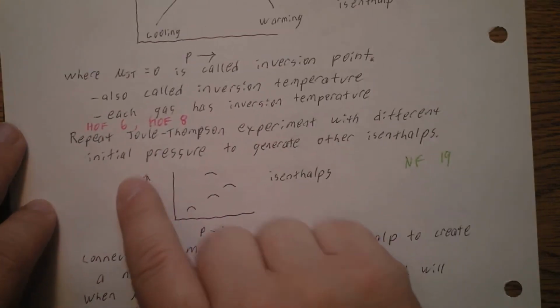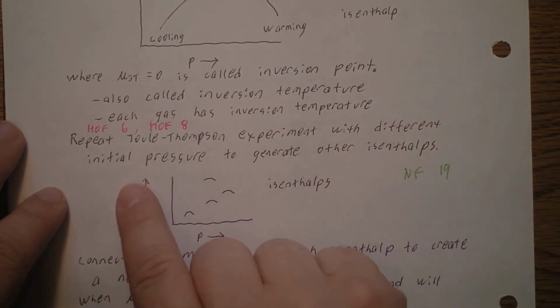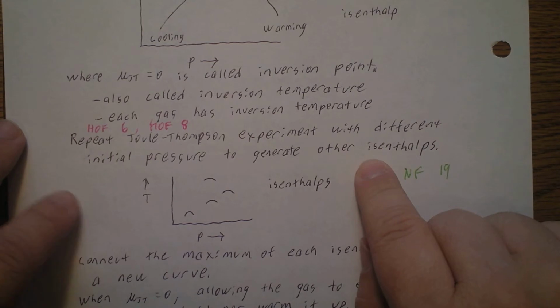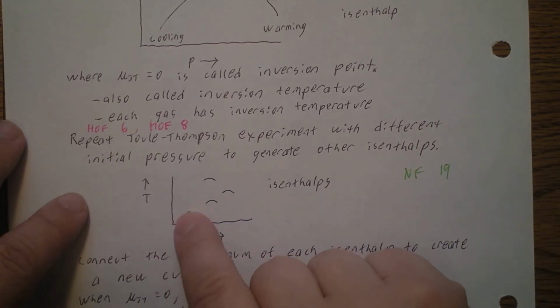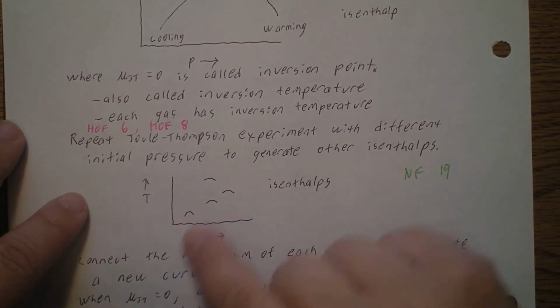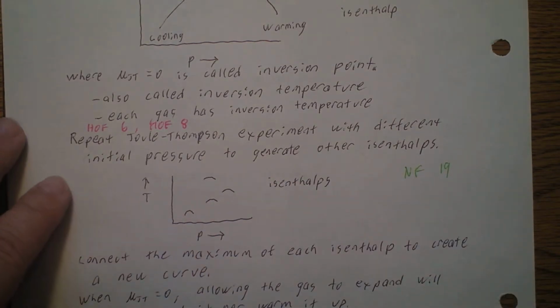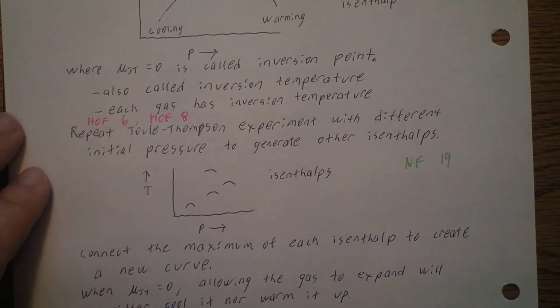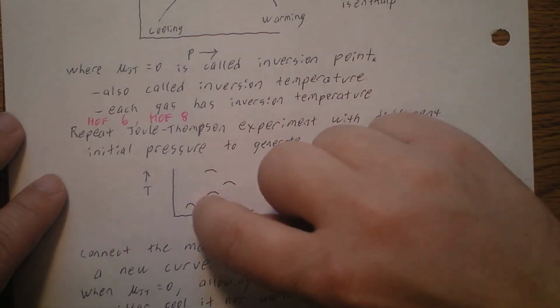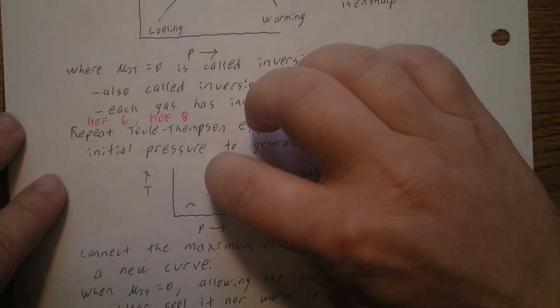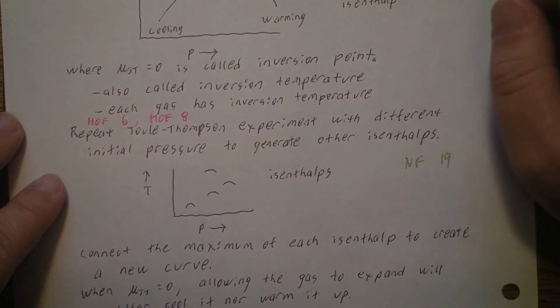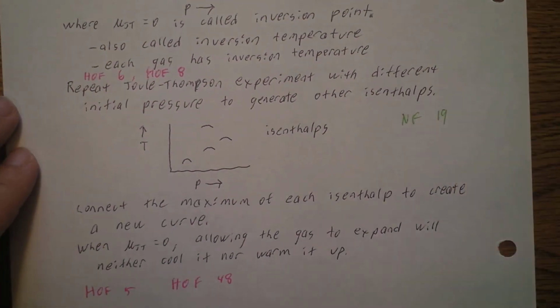Now, what you can do then is repeat the Joule-Thomson experiment with a different initial pressure, and you can generate other isenthalpic curves. You just keep doing that, and you get all these. Then you can connect the dots of all these to make a new curve. So like I said, when mu JT is equal to 0, if you allow the gas to expand, it's not going to heat up or cool down.